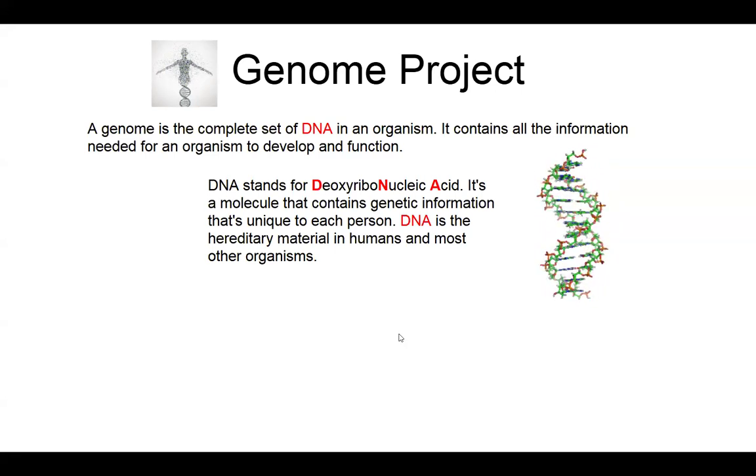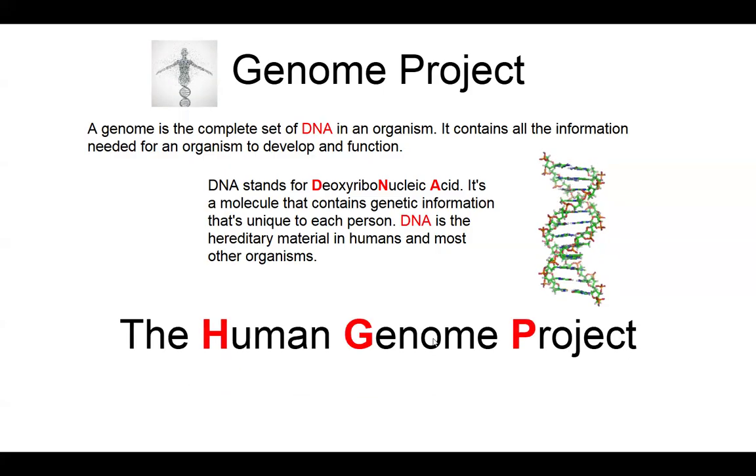Another name for an aspect of the genes is called DNA, otherwise called deoxyribonucleic acids. It's a molecule that contains genetic information that's unique to each person. DNA is the hereditary material in humans and most other organisms.